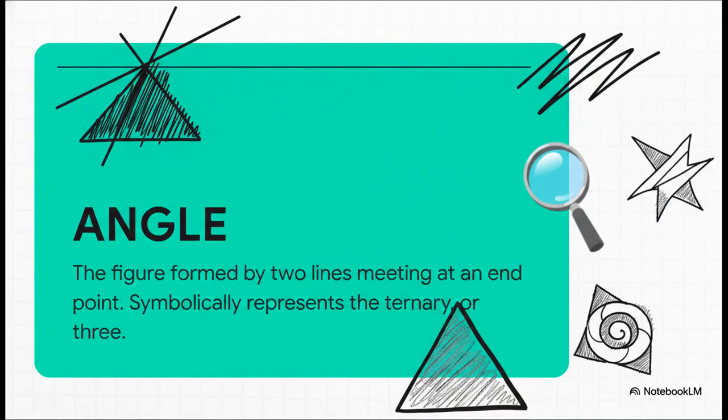Okay, so what happens when 2 of those lines meet at a point? They make an angle. And this brings us to the number 3, what's called the ternary. Now, this is where things get really interesting symbolically. If the number 2 represents that tension between opposites, the number 3 is often seen as the resolution. It's a third element that creates a brand new, stable relationship.